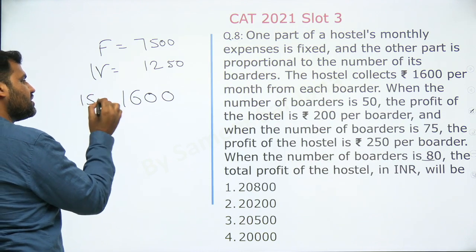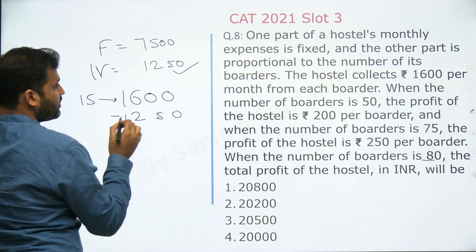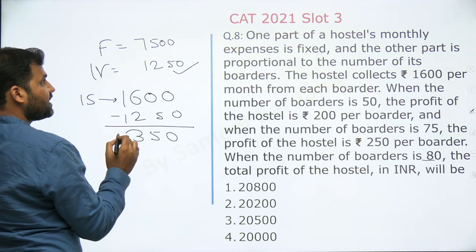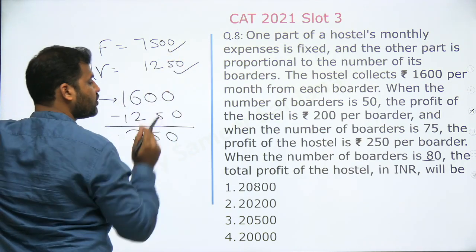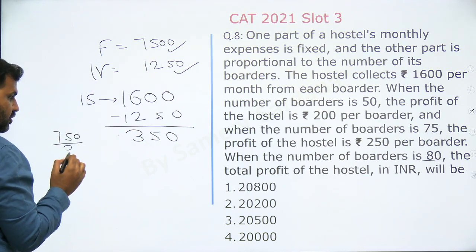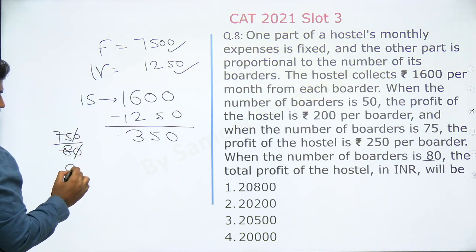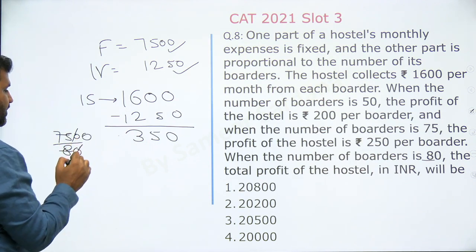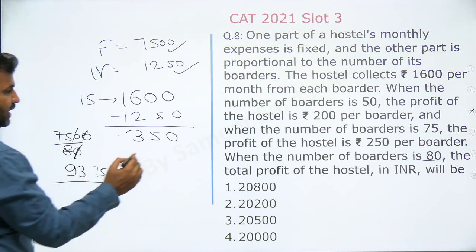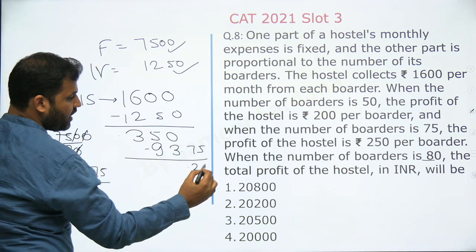One student will give you 1,600 rupees, so from 1,600, each student's 1,250 variable expense will be subtracted. So you will be left with 350 rupees profit, 350 rupees. After subtracting the fixed expense from that, whatever remains is your profit. Now 7,500 is the fixed expense, which will be distributed among 80 students, so per student it would be how much? 93.75, right? So 93.75 per student fixed expense is subtracted. Whatever we are left with now is my profit.